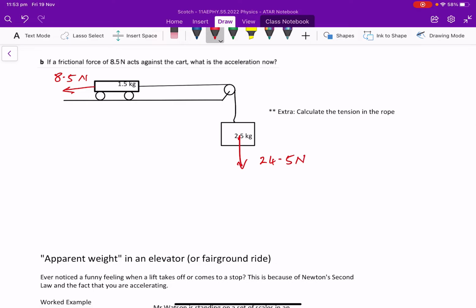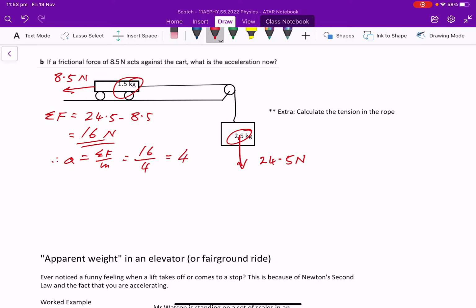So my net force is no longer 24.5. My net force equals 24.5 subtract 8.5, which is 16 newtons, yep. So therefore the acceleration is going to equal the net force divided by the mass, in this case 16 divided by the overall mass, which is 4, 1.5 plus 2.5, 4 kilos. It's going to now only accelerate at 4 meters per second squared.